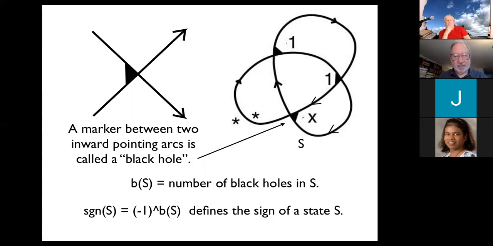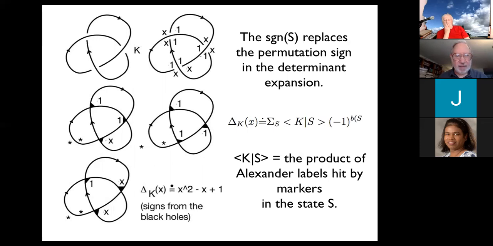And once you've done that, you then have a completely combinatorial story for the Alexander polynomial. You list the marker states. For each one, you take the product of the labels that are called upon by the markers.